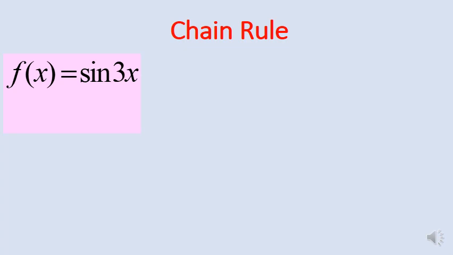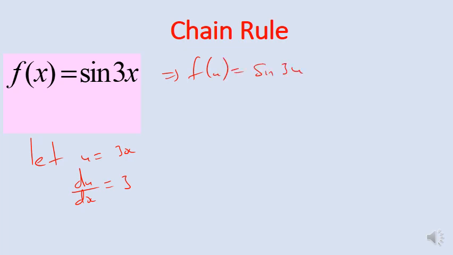Okay, let's try this one. This one is quite exciting. f of x is equal to sine 3x. The derivative of sine x is cos x. Can we make this function look like sine of x? Yes. Let u equal 3x. So what is du/dx equal to? 3. This function now becomes f of u, which is sine of u. Whoa, not sine of 3u. No, not sine of 3u. It's sine of u.